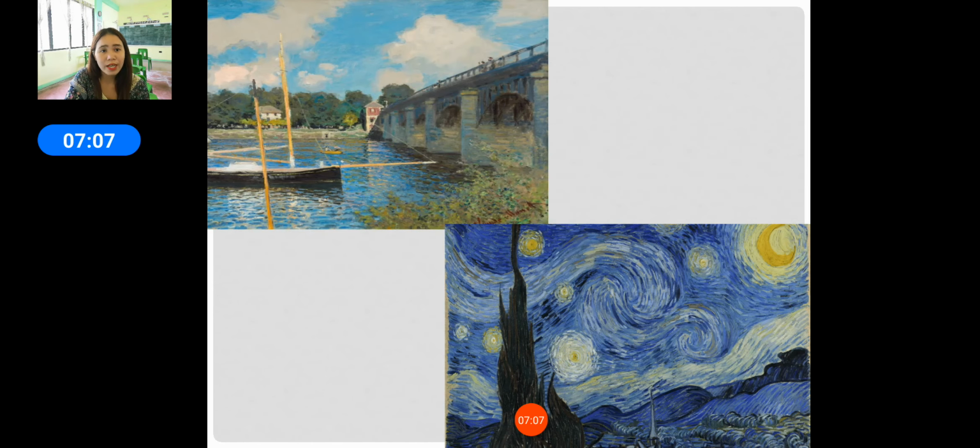Okay, so next one we have Vincent van Gogh's Starry Night. That is one of the best impressionism paintings we have here in the world. Both paintings depict the nature's landscape or the nature scenery.